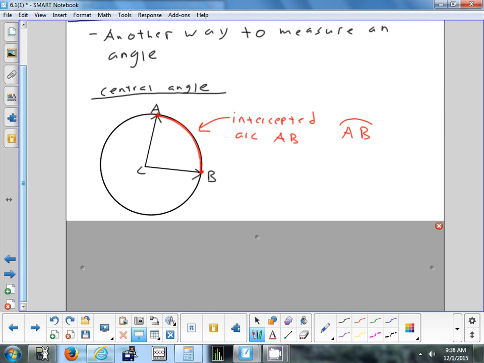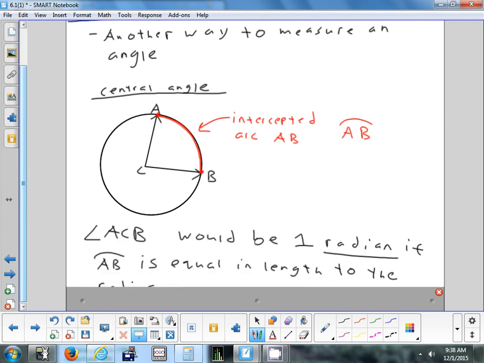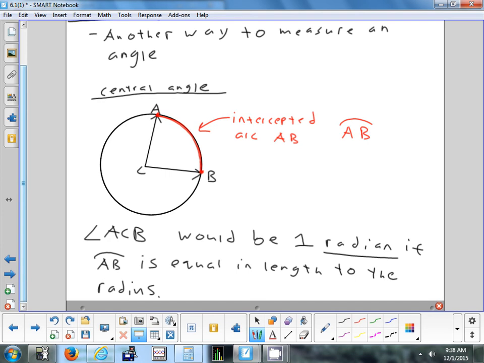Now let's suppose we took a piece of string and measured the length of that arc. So we laid the string out, we measured the length of it, and then we measured the length of the initial and the terminal side. If the length of this arc measured exactly the same as the radius, then this angle would be 1 radian. So it's a special relationship. Angle ACB would be 1 radian if the length of this arc and the radius are exactly the same.